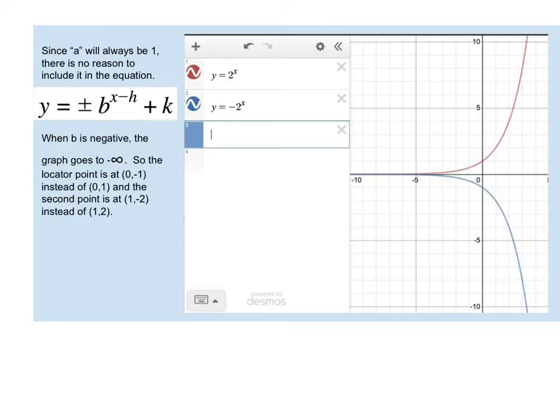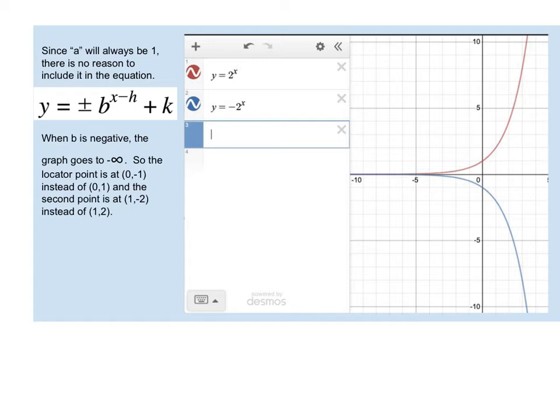Okay, let's take a look at this example. Again, we're using just y equals 2 to the x, but I also graphed y equals 2 to the negative x. Notice it's just a reflection, it's just a mirror. So everything we did in the last problem still applies here, except we just go down instead of up.